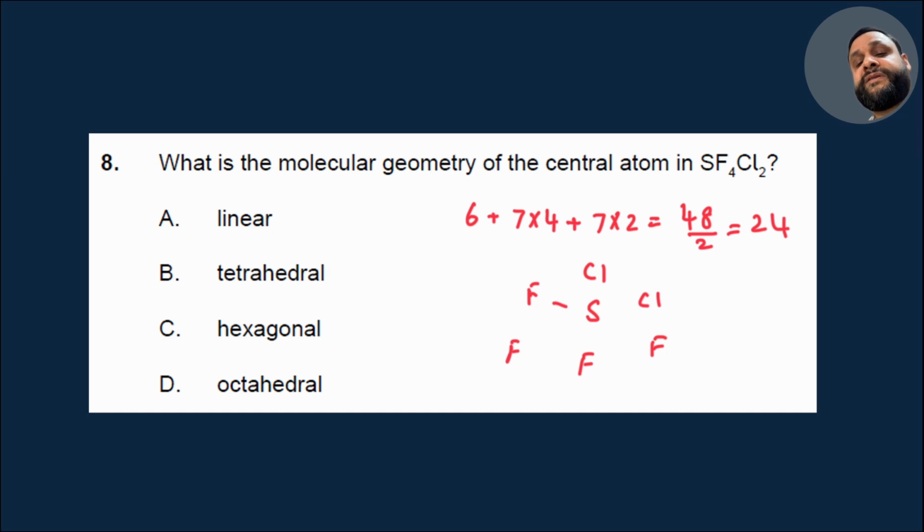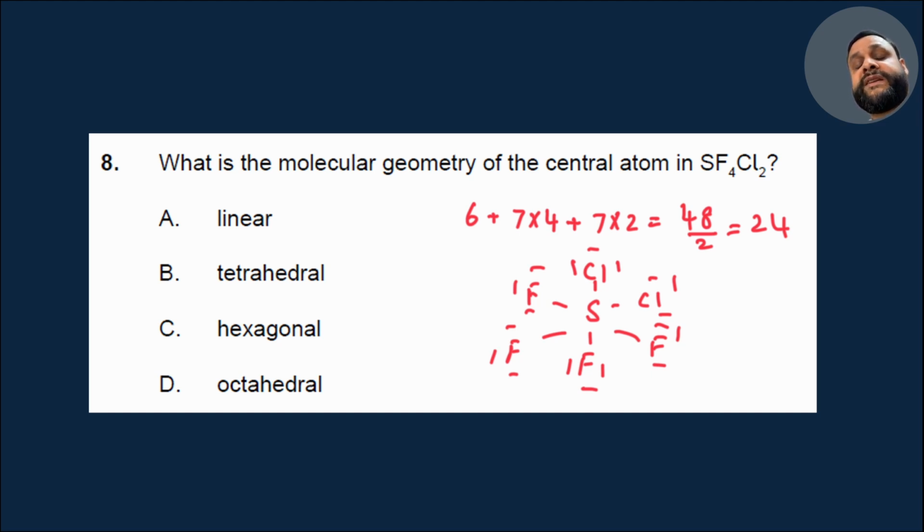Connect them with a bond, and distribute the remaining on the outer atoms until they will have 8. So let's count if we have used 24 pairs. 4, 8, 12, 16, 20, 24. So we have utilized all 24 pairs.